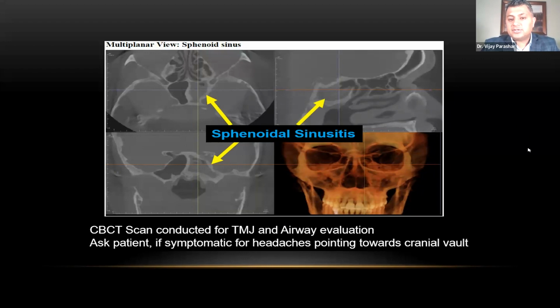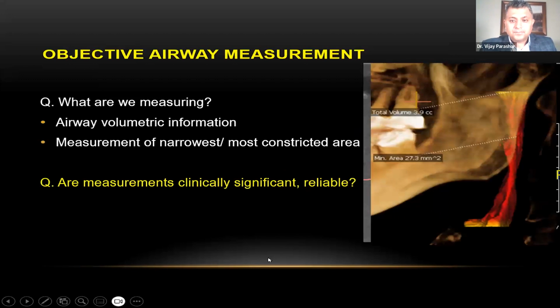And for such a patient, you should ask them if they get frequent headaches. Usually these patients complain of headache at the cranial vault, at the top of their head. That is where they feel frequent headaches. But again, something like this, if you notice these changes, it should be shared with your physician or ENT.